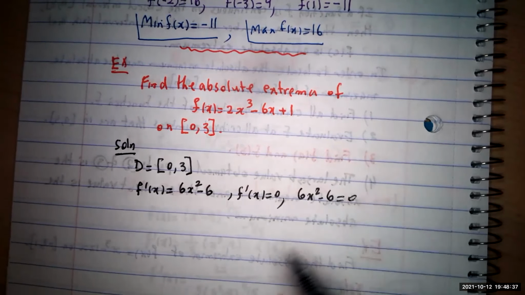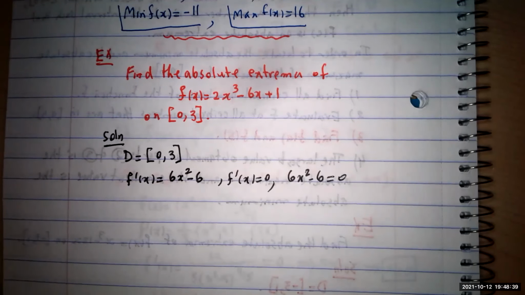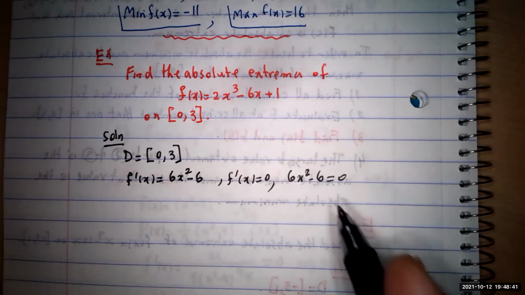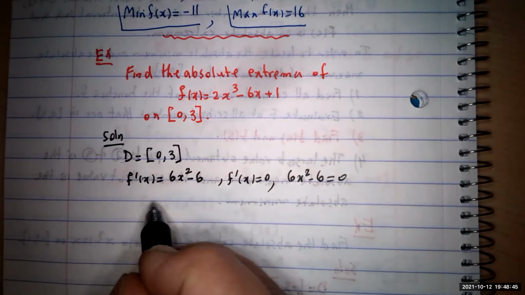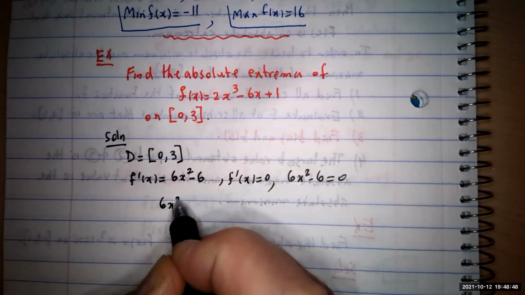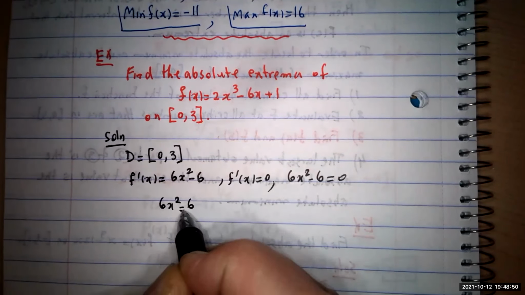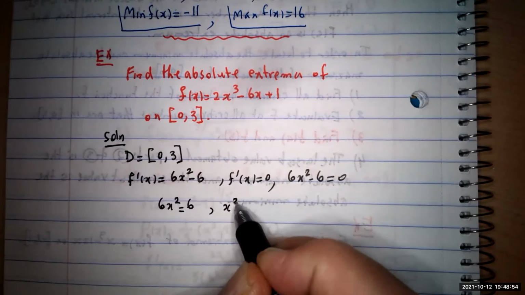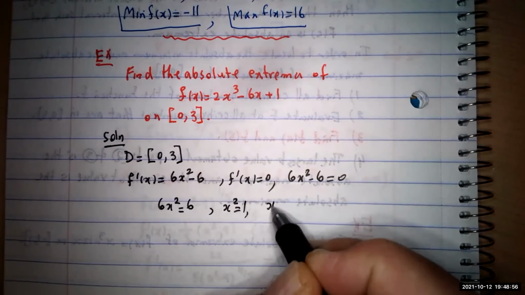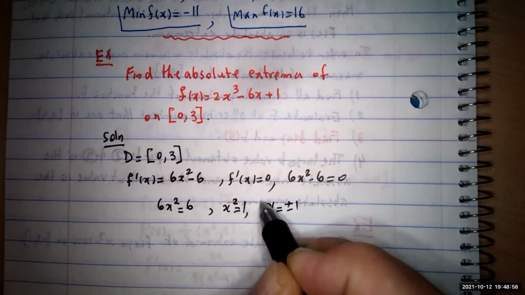It's like the previous one. You have to solve this one. The factoring method is the one that we're going to use. So I move the 6 to the other side. So that can be 6x squared equal to 6, and x squared is equal to 1. So again, x would be positive or negative 1.